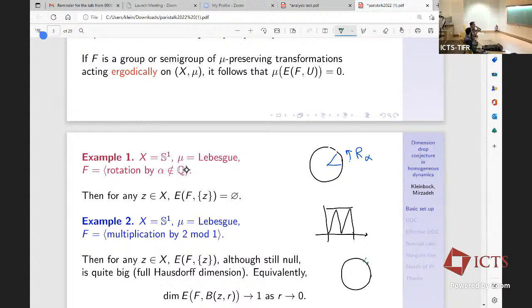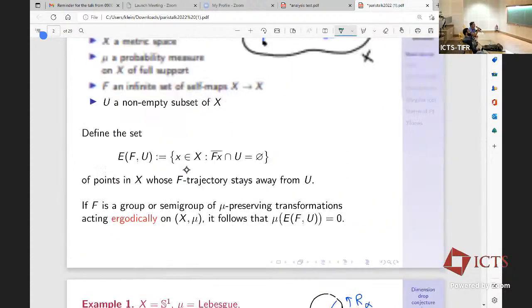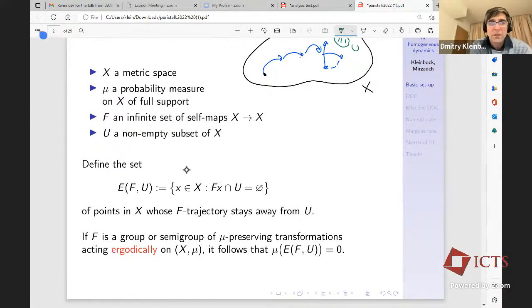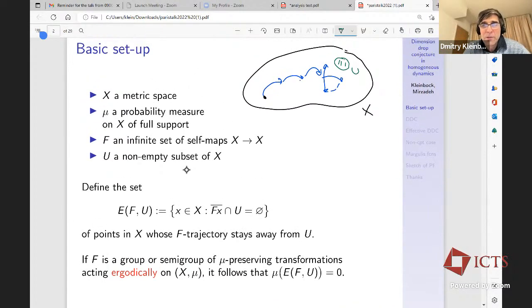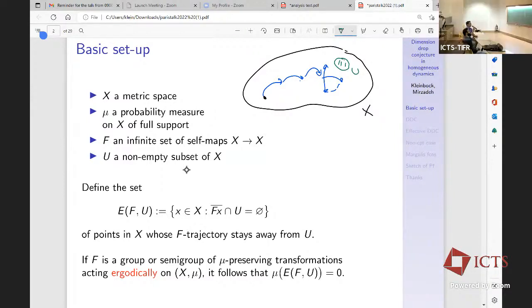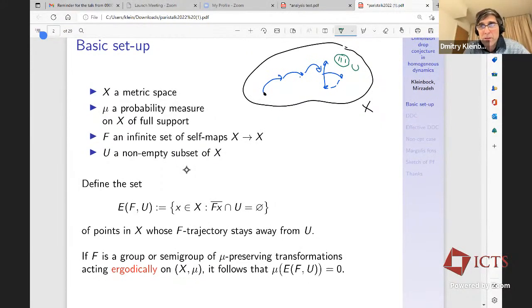Question: you are denoting E(F,U), but earlier U was an open set. No, not necessarily. It's a non-empty subset. I mean, it can be open. Most of the time, it will be open. In this picture, it is open, but nothing stops me from just having one point in this set. Then it will be the set of points whose closure does not contain this point. Yes, I'm talking about the closure. If U is open, then you don't have to take the closure.